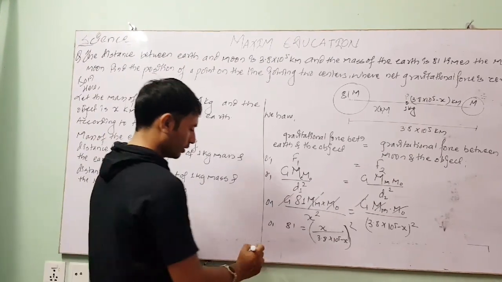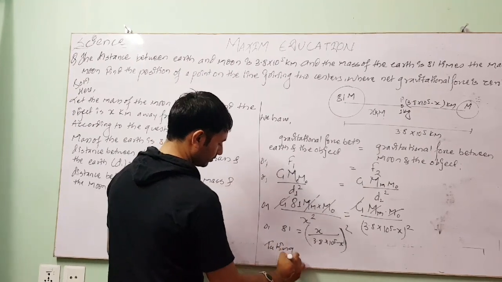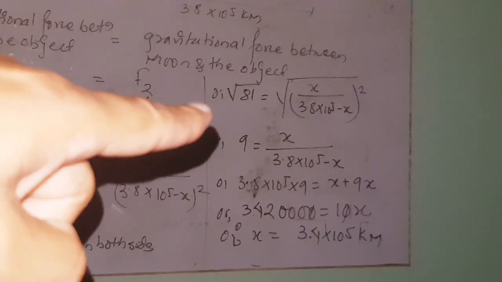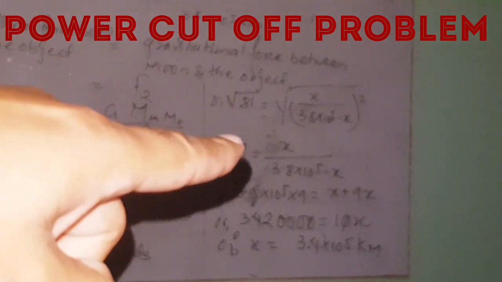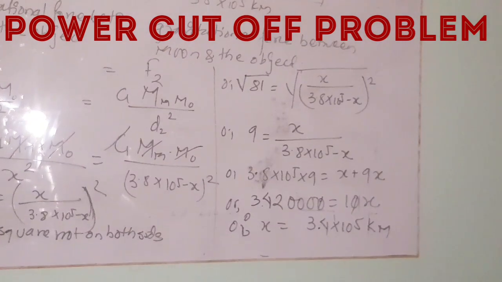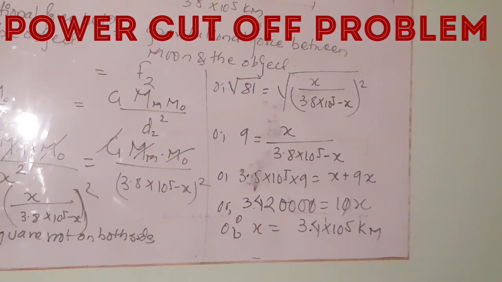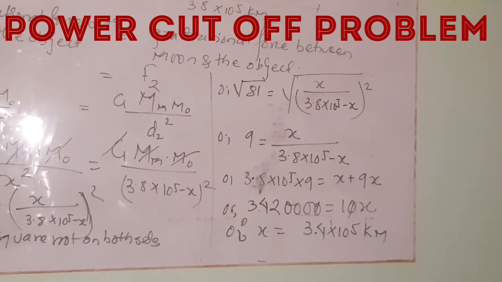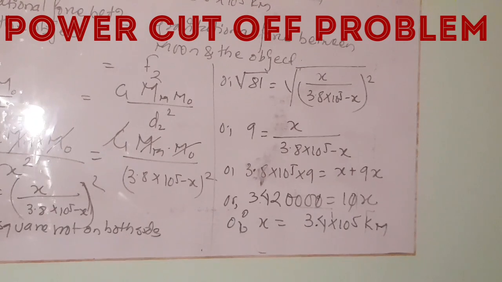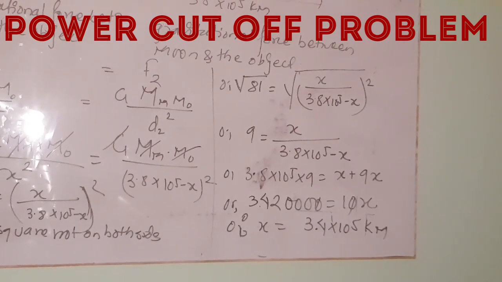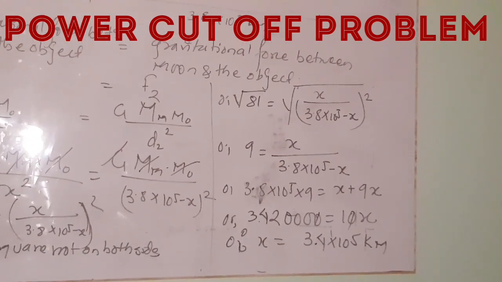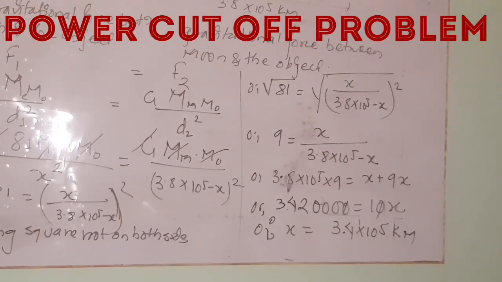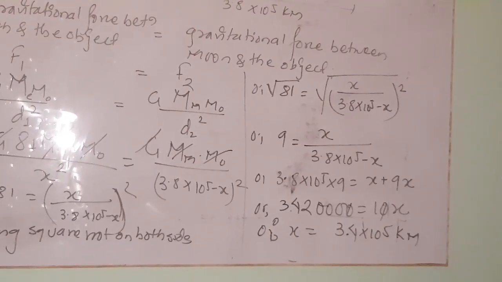Okay, now taking square root on both sides. Over here, we took the square root on both the sides. So root over 81 equals root over x upon 3.8 into 10 to the power 5 minus x. So root over 81 equals 9, and that will be equal to x upon 3.8 into 10 to the power 5 minus x. So let us take it towards the side of 9. Then it will be 3.8 into 10 to the power 5 into 9 equals that minus x into 9, it will be minus 9x. That goes towards the side of the x, then it will be plus 9x. So what we get is the product is 34 into 10 to the power 5 equals 10x.